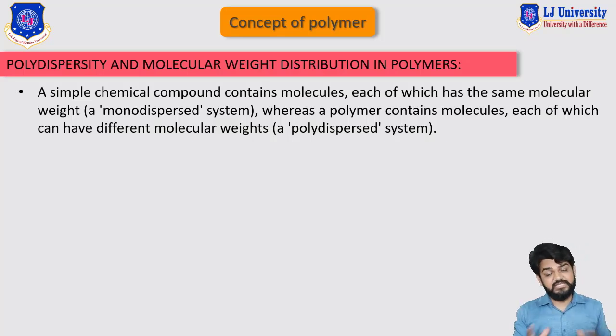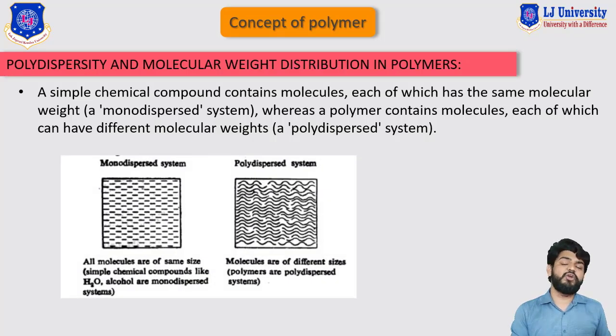So these two systems are basically different. One is the monodispersed system, in which all the molecules have the same molecular weight, while the other is the polydispersed system, in which we have different molecular weights of different monomers, which can also be represented by this image. As you can see here, this image represents the monodispersed system, in which all the molecules are of the same molecular weight or the same size. Examples are the simple chemical compounds such as H2O, alcohol, NaOH, HCl.